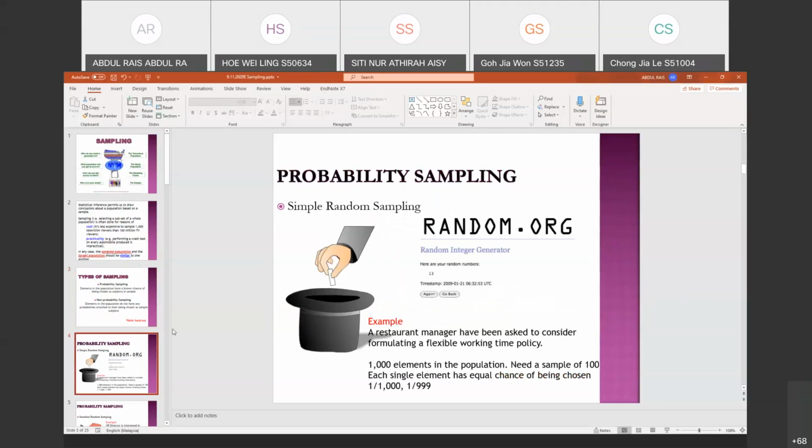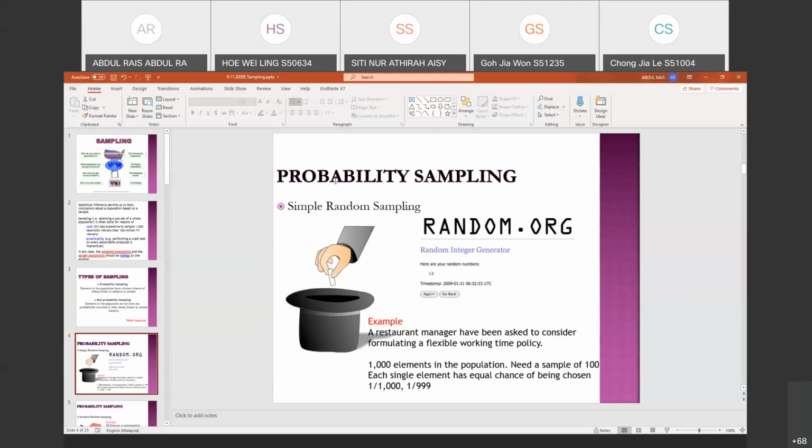Alright. So let's look at some of the sampling methods that apply under the probability sampling. The first one is the simple random sampling, in which, as you can see in the example, a restaurant manager has been asked to consider formulating a flexible work time policy.